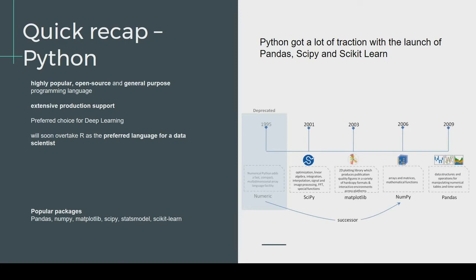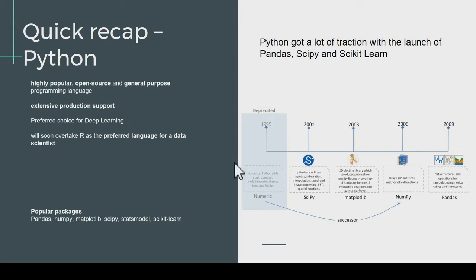It's pretty much understood that very soon Python will overtake R as a preferred language for a data scientist. There are a couple of popular packages which actually made Python the preferred choice for machine learning in the early days. Pandas and NumPy are packages where we have support for extensive data manipulation. Matplotlib is a library for extensive data visualization. SciPy, StatsModels, and Scikit-learn are the statistical modeling and machine learning packages for Python.